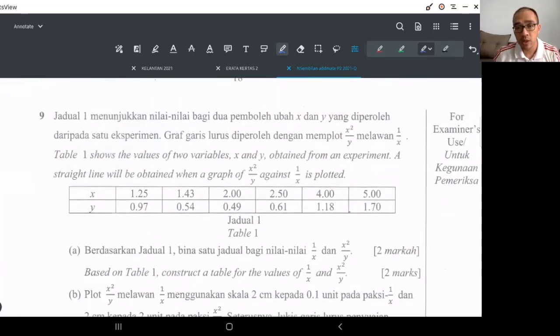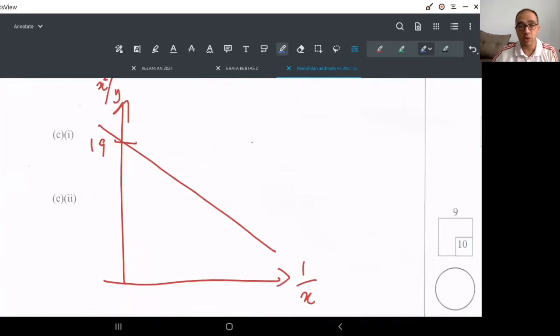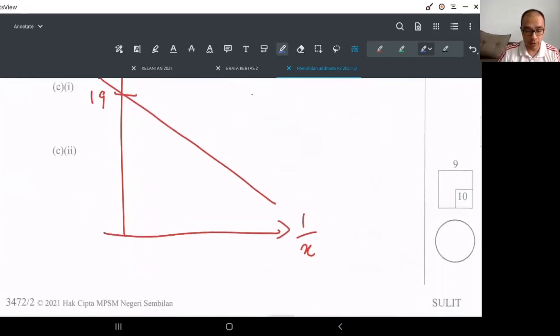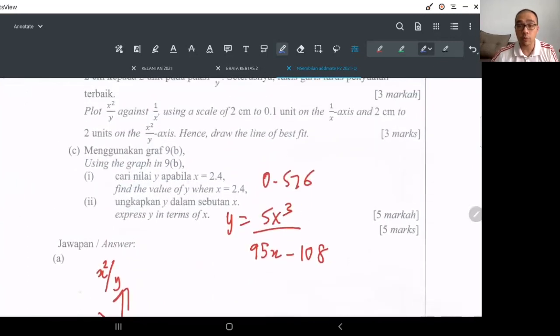Okay, this is the linear law question. Nothing really much to this. If you do everything correctly, you should get a graph something like this with a y-intercept of about 19. Okay, about 19 you should be able to get. And then find the value of y when x equals 2.4.